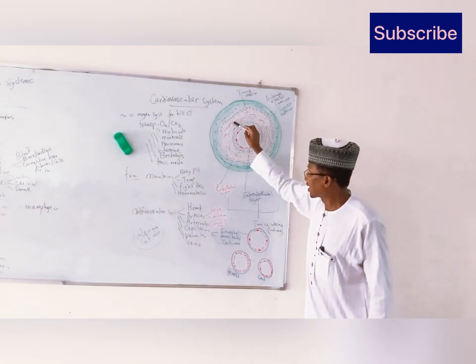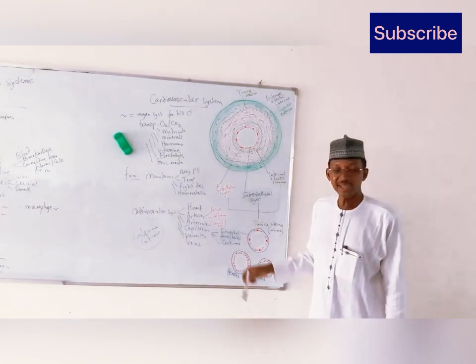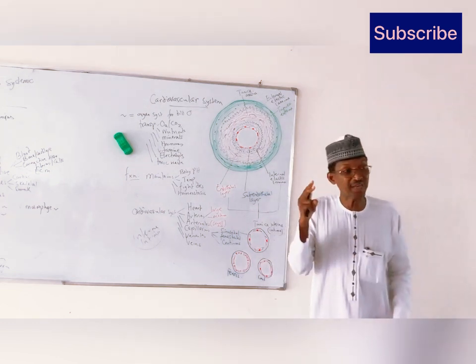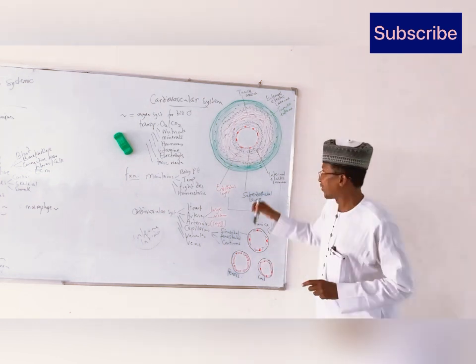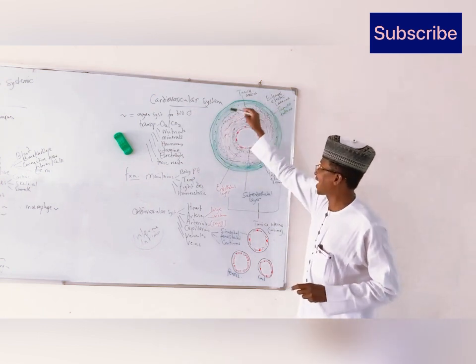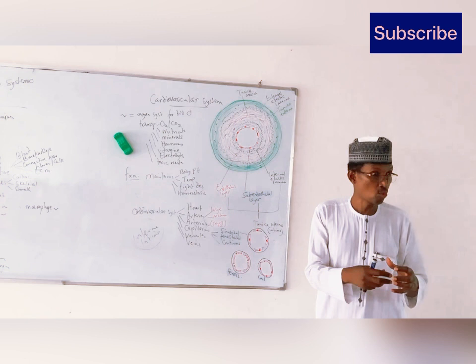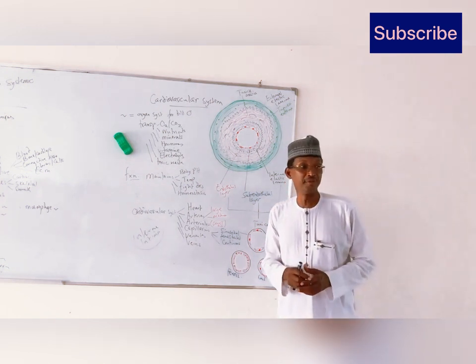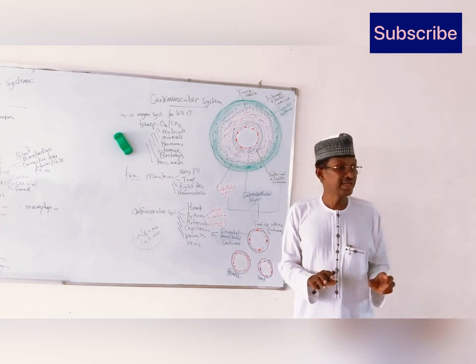Similarly, the tunica media is thicker in arteries than in the veins. These are the third differences. And the fourth difference is that with regard to the veins, the tunica externa is more. You get my point? These are the fourth differences. Are you all clear? These are the differences.